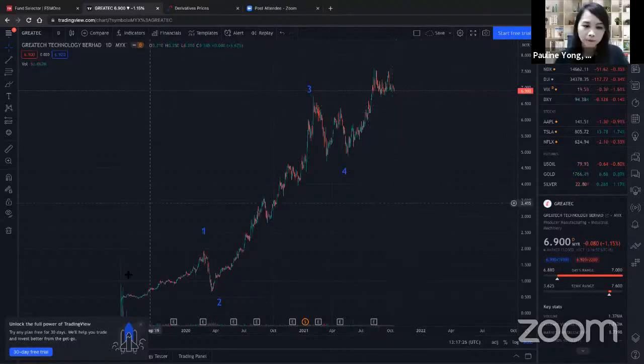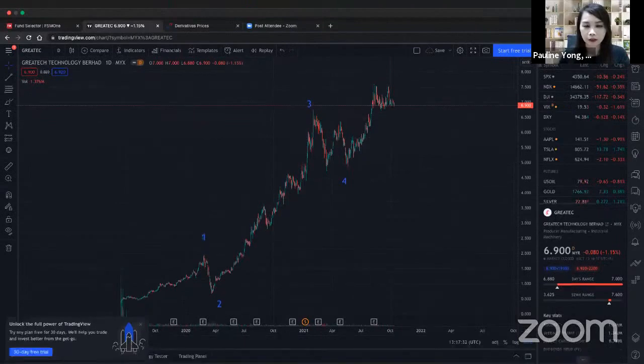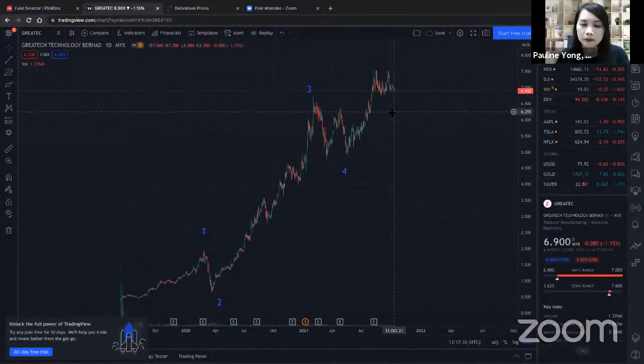We should be looking at 1, 2, 3, 4, 5, and then correction ABC, and then we continue 1, 2, 3, 4, 5, and then correction ABC. But sometimes, when do you think this trend is over? The trend is over when you have a lower low than this wave number 4. When you start to see a lower low than wave number 4, that means this trend is over, and then you should see the beginning of a downtrend.